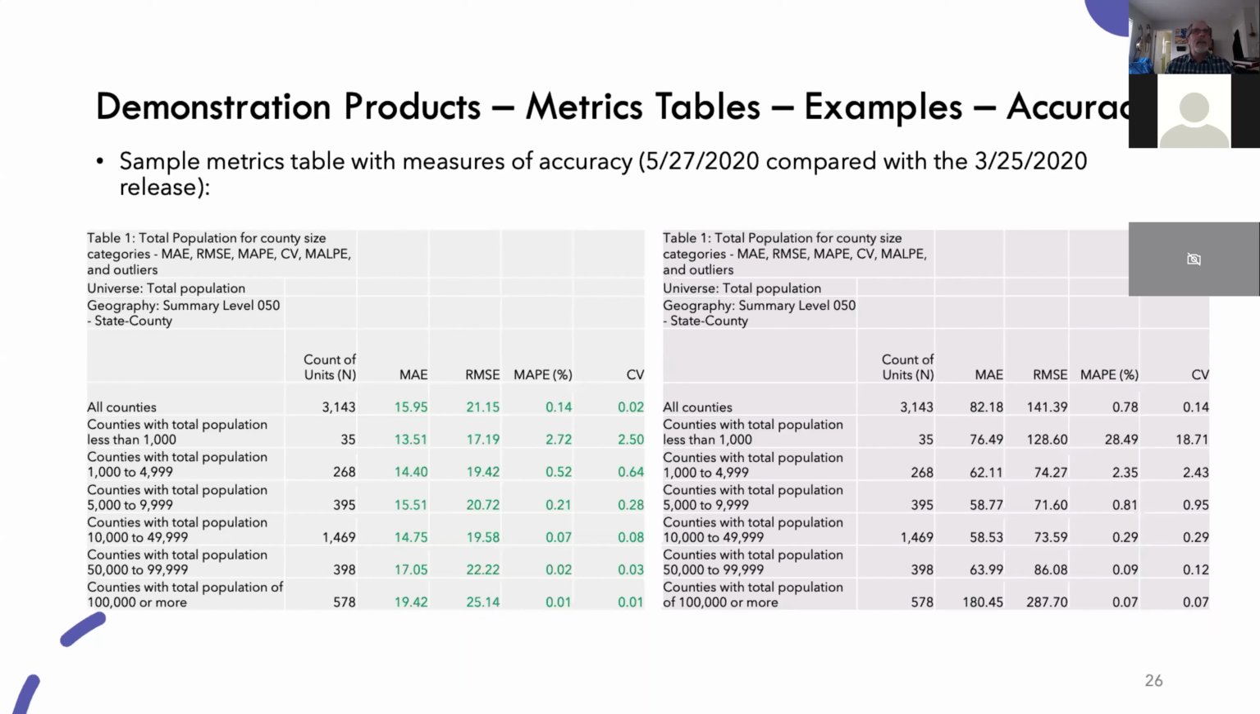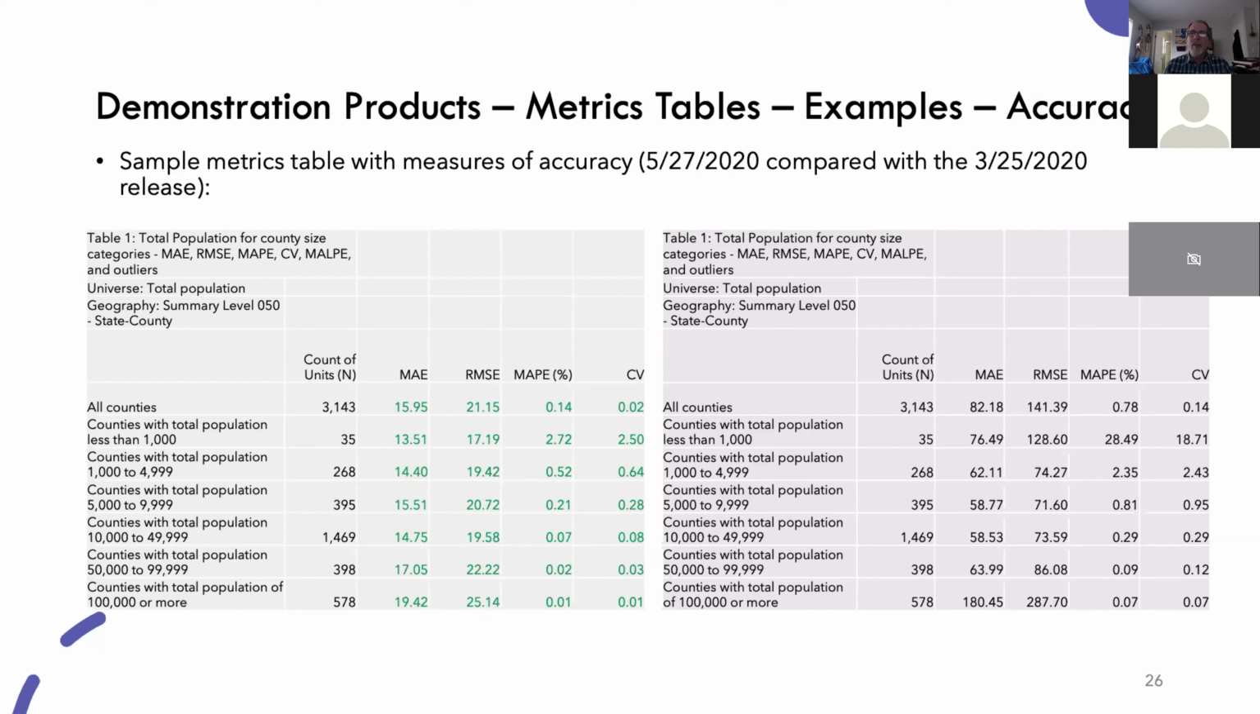You see that the mean absolute error is fairly consistent for each of the types of counties by population grouping, whereas if you look at it on the right, you notice that the mean absolute error actually grows fairly large for counties with total population over 100,000 or more. This is consistent with the old style of post-processing that the Census Bureau utilized when they initially released the DAS demonstration data set.